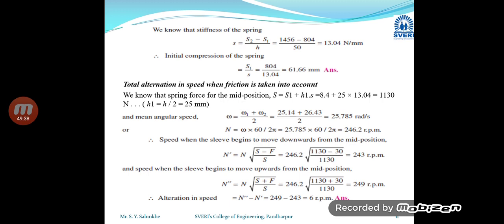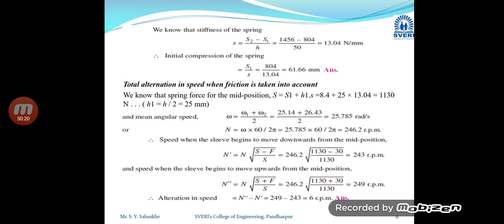Then the speed when the sleeve begins to move in downward direction from the midpoint, what will happen? Spring force is acting in downward direction and frictional force is acting in upward direction. Why? Because frictional force is resisting the motion. That's why the speed, N dash is the notation used for the speed when the friction is considered, will be N multiplied by under root (S minus F) divided by S, where S is the spring force, F is the frictional force, and N dash comes as 243 rpm.